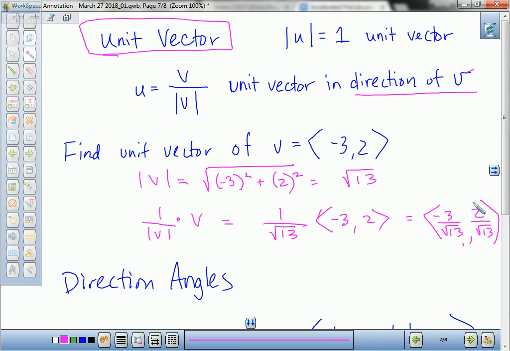Okay, so this is the same direction, but the vector has a magnitude of 1. Why would a magnitude of 1 eventually be important? Direction. Sine, cosine.